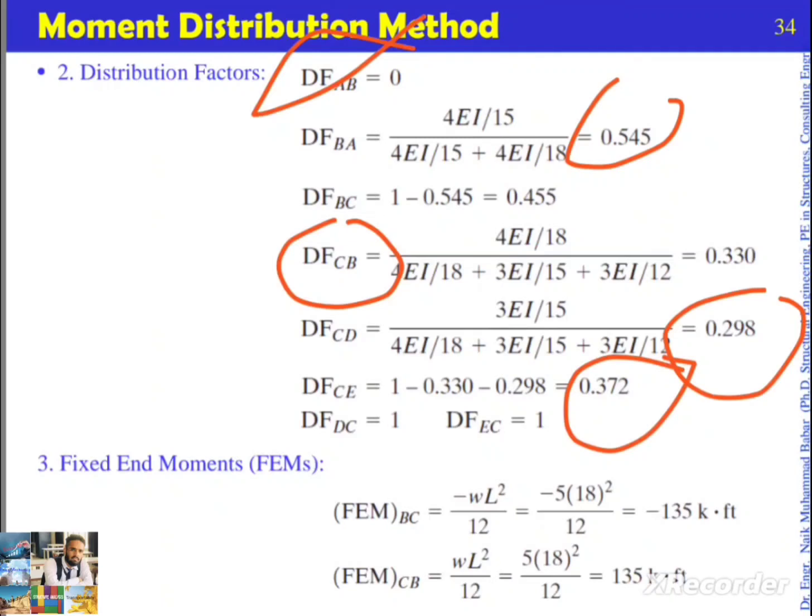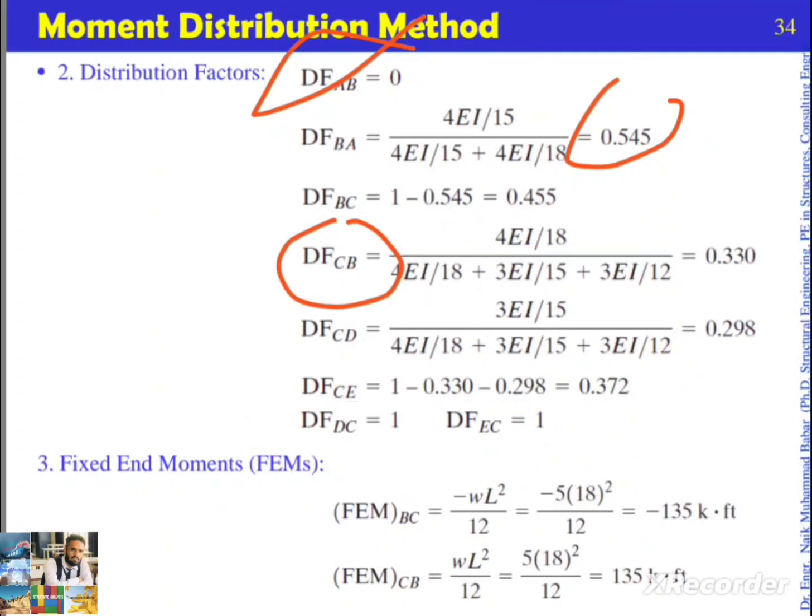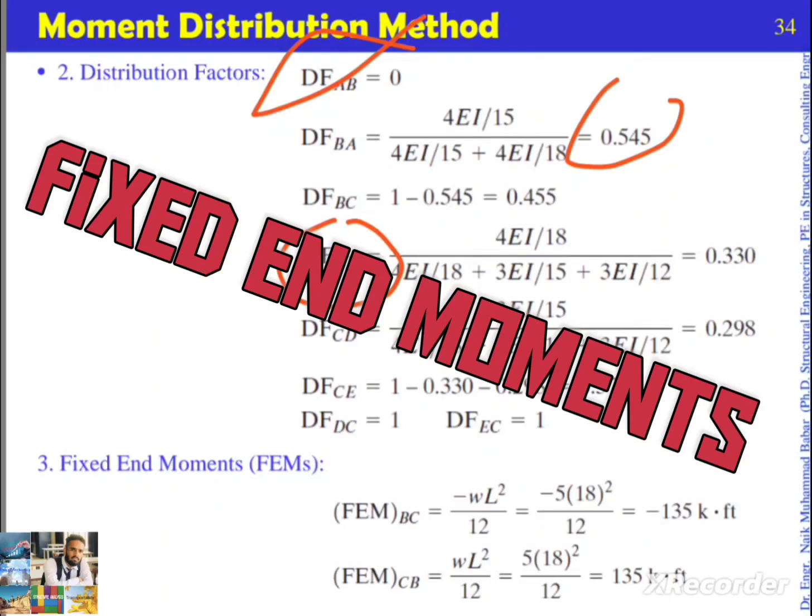And this is the second method by which we calculate it. So you can also use the basic formula for distribution factor for each member. So distribution factor for CD and DC and EC will be equal to 1 because there is a hinge or pin support at that point. Now the third step is to calculate the fixed end moment. Remember, this is the third step for the moment distribution method.